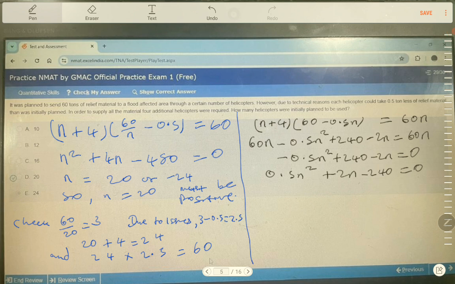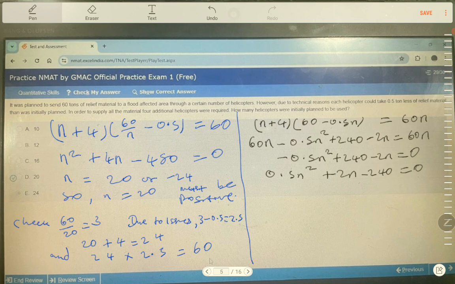So for this question, we can set up this question thus: n plus 4 bracket 60 over n minus 0.5 equals 60 to depict the whole thing, which we can reduce to n squared plus 4n minus 480 equals 0. So I'm coming back to it. To my right is the complete quadratic equation. But let's finish this. Let me assume you can jump to n squared plus 4n minus 480 equals 0. Then you can solve this. N equals 20, which is the answer we are looking for.